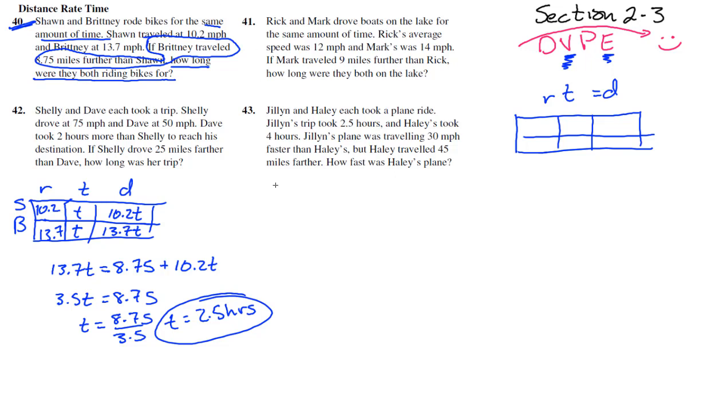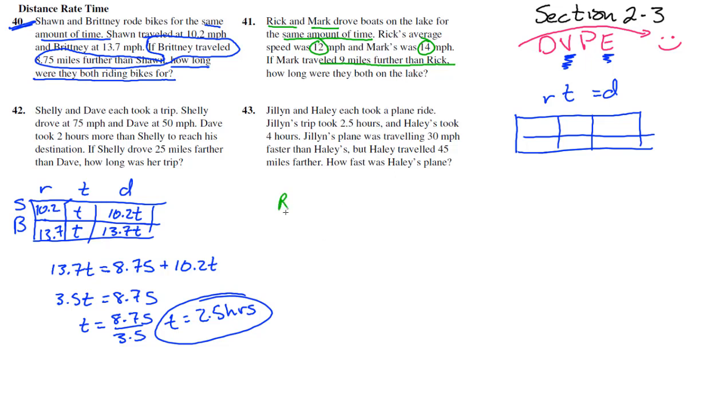Okay, number 41, Rick and Mark. Let's do the same thing. We got Rick and Mark. They drove boats on the lake for the same amount of time. Rick's average was 12. Mark's was 14. Mark traveled 9 miles further than Rick. This is going to give us our equation eventually. How long were they both on the lake?